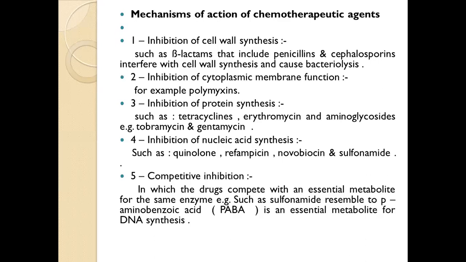The fifth mechanism is competitive inhibition, in which the drugs compete with an essential metabolite for the same enzyme, as in the case of sulfonamide. Sulfonamide resembles para-aminobenzoic acid, and it enters the reaction instead of PABA and prevents DNA synthesis.